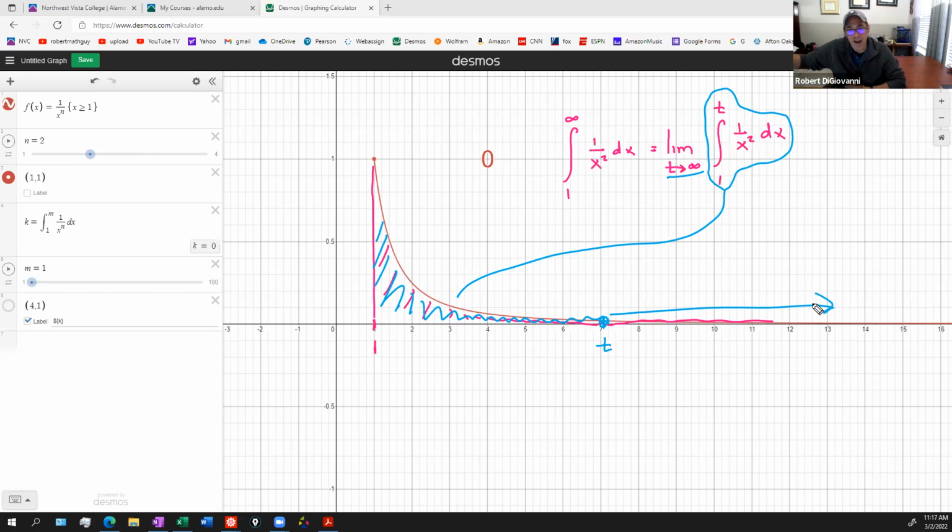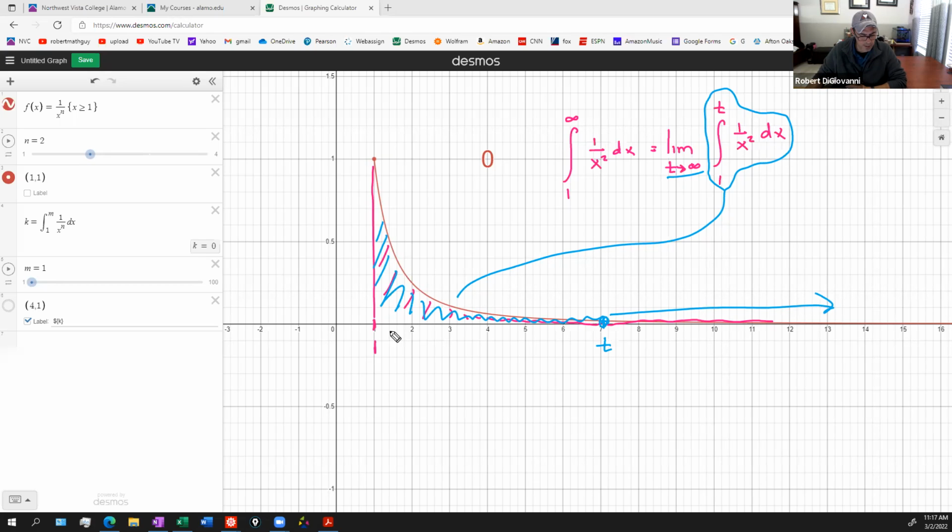And once you drag it out, then you'll be accumulating the area as you go to the right by letting t go to infinity. Does that make sense, Lewis? Does that answer your question? Oh, that makes perfect sense. Okay, nice. Good. Everyone follow that?